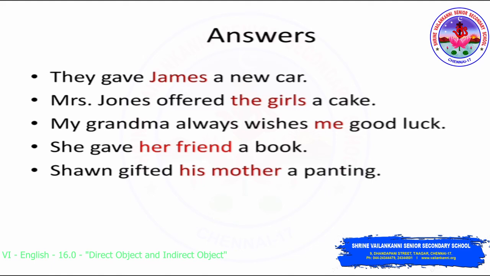She gave her friend a book. She gave a book to whom? To her friend. So her friend is the indirect object. Sean gifted his mother a painting. Sean gifted a painting to who? To his mother. So his mother is the indirect object here.